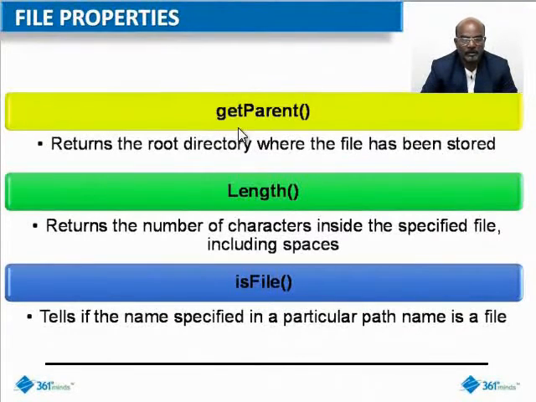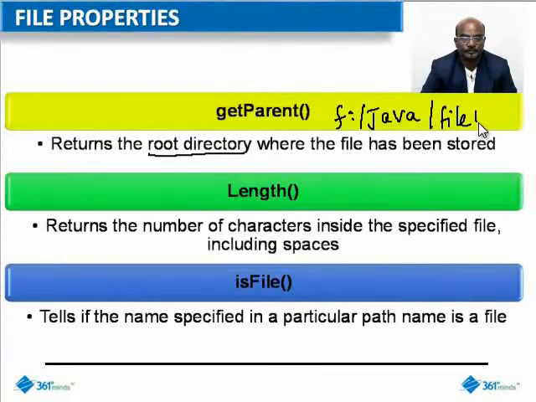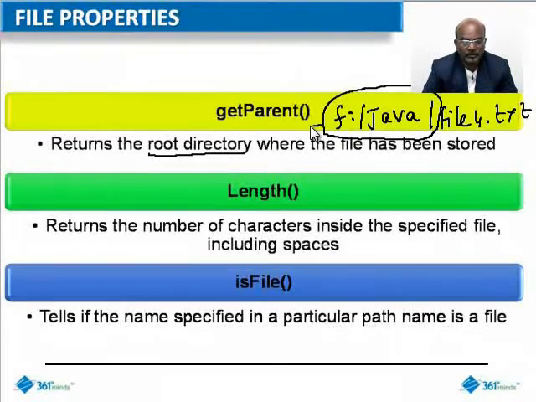The getParent method returns the root directory where the file has been stored. The length returns the number of characters inside the specified file, including spaces. Now in this example, it is written F:\Java/file4.txt. Now the parent directory of file4.txt is F:\Java. Therefore, getParent will return F:\Java as the result. And the length returns the number of characters inside the specified file, including spaces.